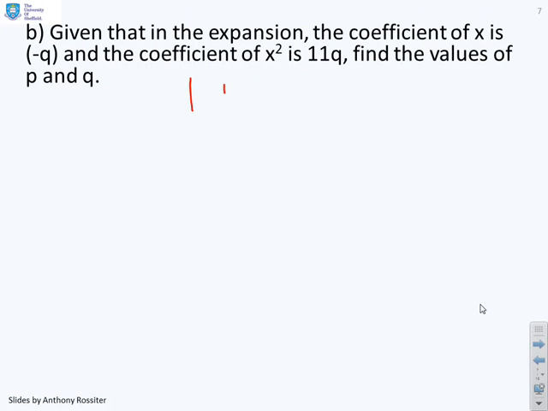Now, you would normally have it because you would be on the same piece of paper, but I'm just going to write down what we got on the previous page so we don't lose it. So what does the question say? Given that in the expansion the coefficient of x is minus q and the coefficient of x squared is 11q, find the values of p and q.